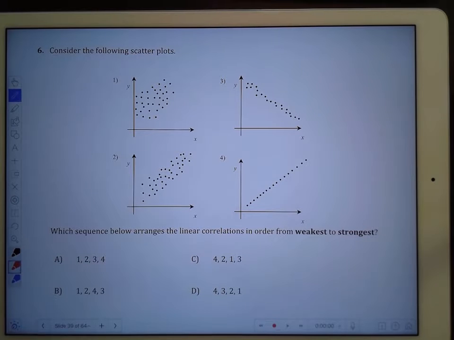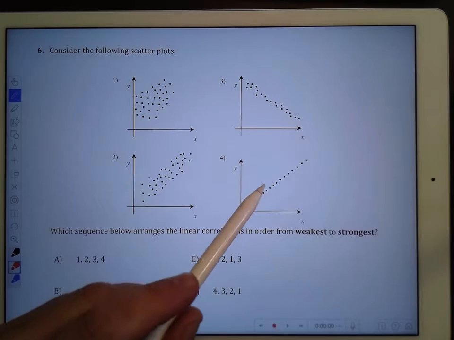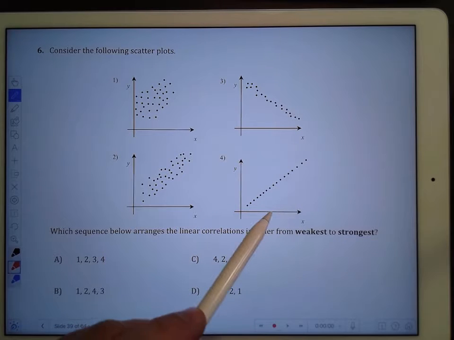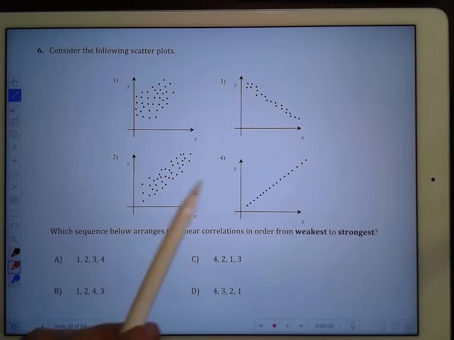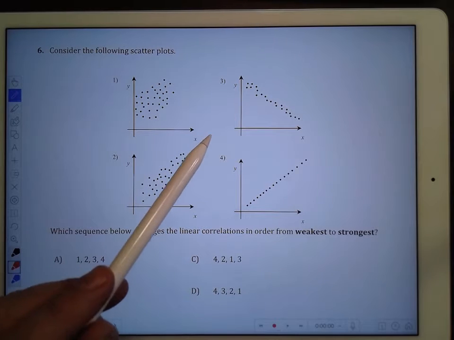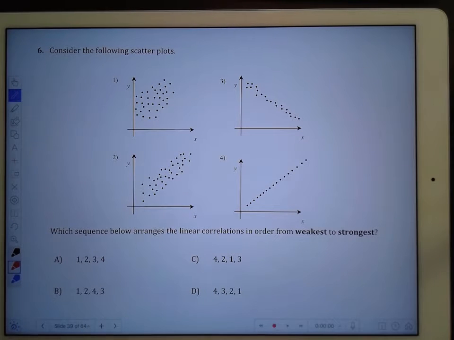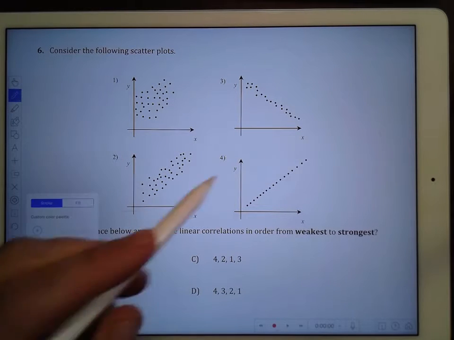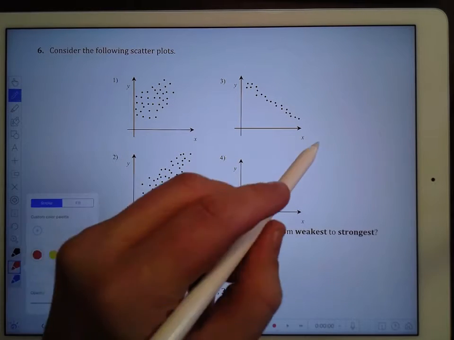So when we're doing this one here, we just again want to make sure that we remember that the one that is the most linear will always be the strongest one, and the one that is the most scattered will always be the weakest one. It's kind of a nice way to start off by analyzing these, and we know something is strong when it approaches a straight line. So we can see that this one right here is almost perfectly linear. This one right here will be the strongest one.